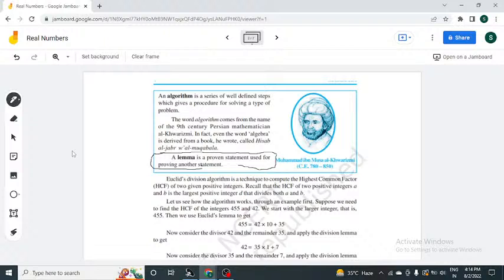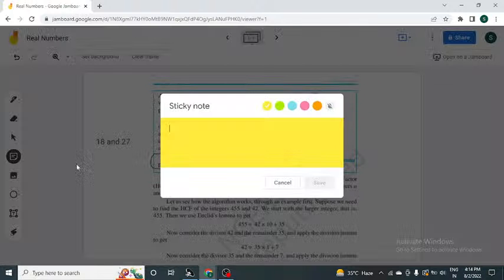For example, let us take very simple numbers. If I ask you to find out the HCF of 18 and 27, how do you find it out? For that we have to look for the biggest number that can divide both of them. So if I start categorizing all the numbers that divide 18 and 27, I can make a list.